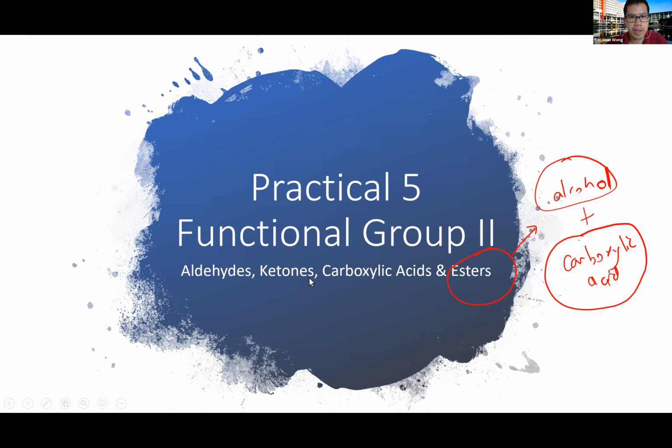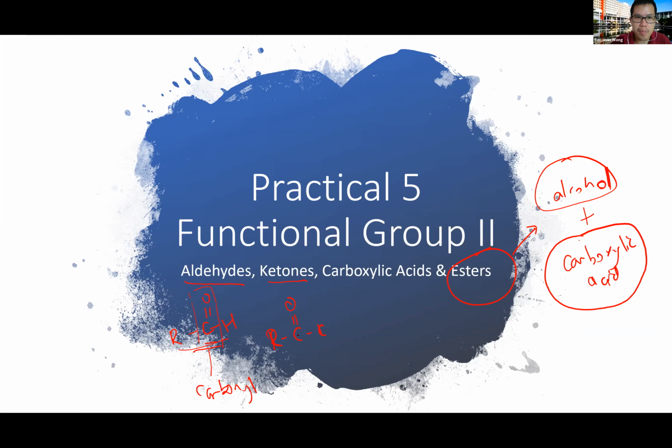So we're going to talk about aldehyde, ketones, carboxylic acid, and also the esters. So you know what all this is already, right? Aldehyde and ketones we have spoken about in last week's lecture. Aldehydes have the carbonyl group at the end of the molecule. Ketones, the carbonyl group, this group is called the carbonyl group. Same thing, ketones have the carbonyl group somewhere in the middle.